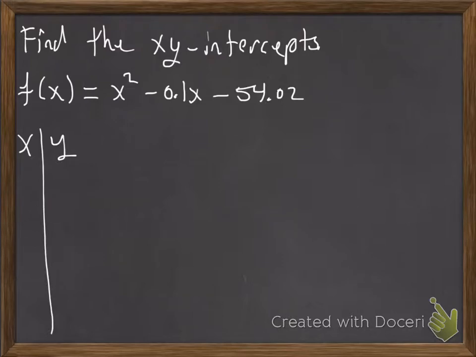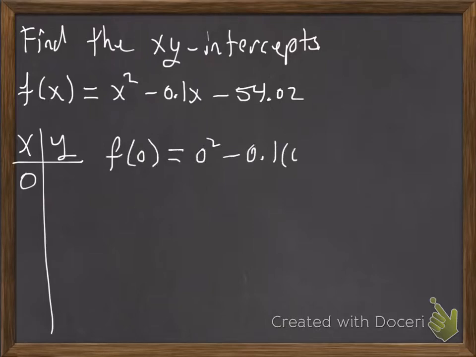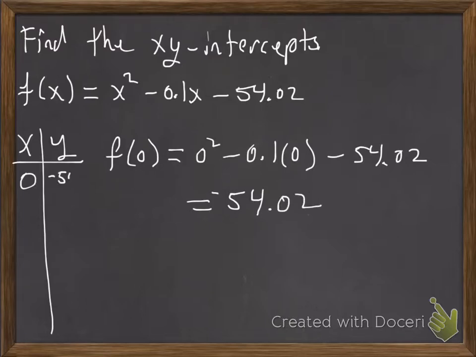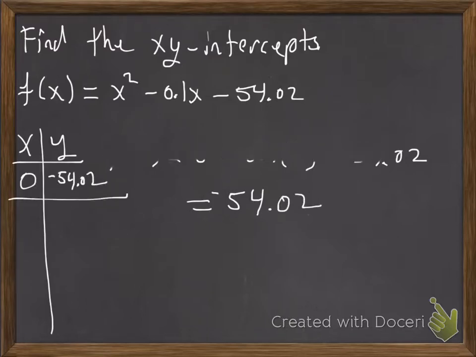We'll go ahead and find the y-intercept first. And to find the y-intercept, we're just going to plug 0 in for x. And we'll go ahead and do that. And we'll have minus 54.02 as our y-intercept for this particular graph. Okay, so that wasn't too bad.